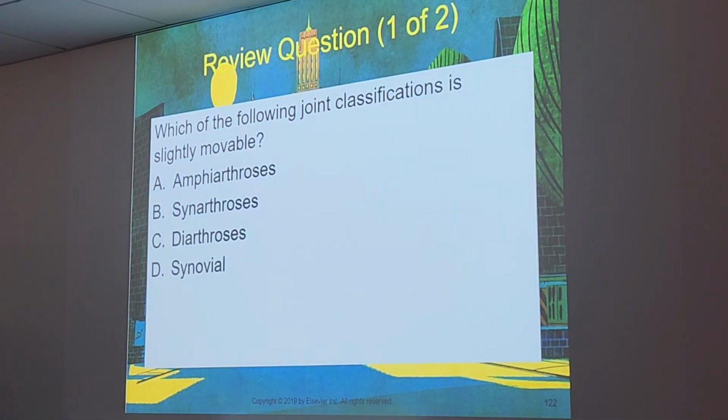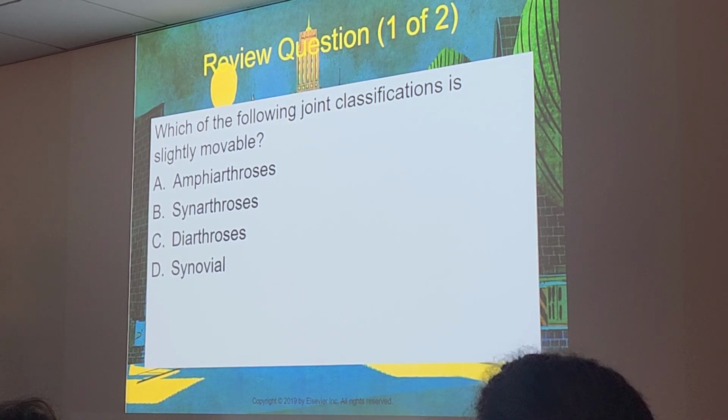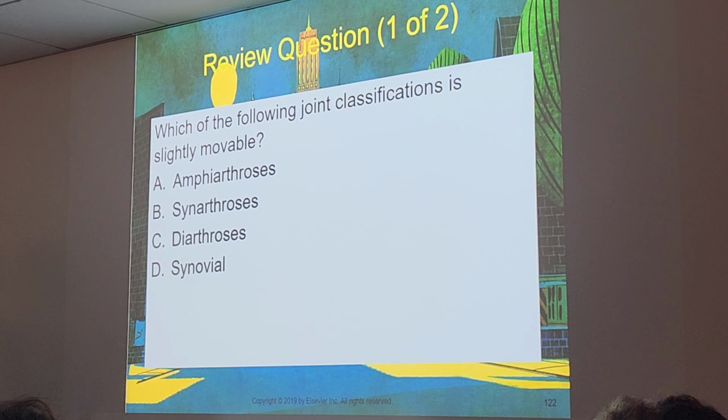All right, so let's review. Which of the following joint classifications is what we call slightly movable? A, you're correct. A for amphiarthrosis is going to be our semi-movable. Let's define the other ones. What's synarthrosis mean? Immovable or non-movable. Diarthrosis would be freely movable, and synovial would just basically be a classification of those joints we just went over that allow all those free ranges of motion.